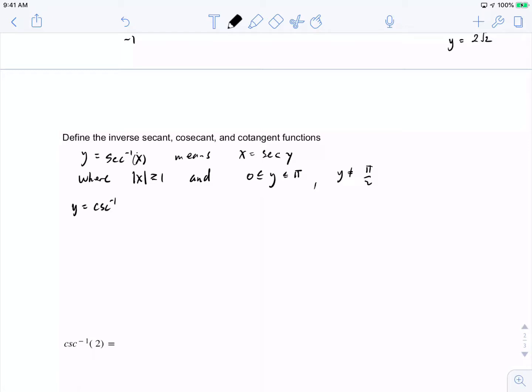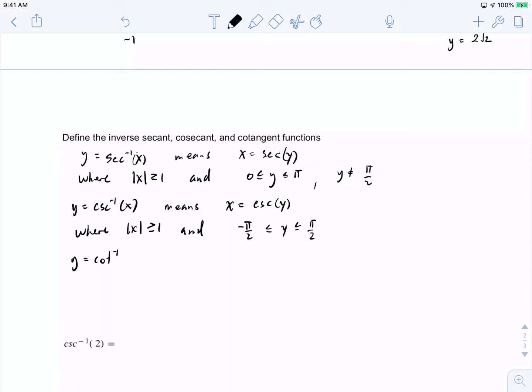For cosecant inverse of x, that means that x is equal to cosecant of y, where the absolute value of x is greater than or equal to 1, and we're restricted from negative pi over 2 to pi over 2. So this one's going to put us in the first and fourth quadrant, while secant puts us in the first and second quadrant.